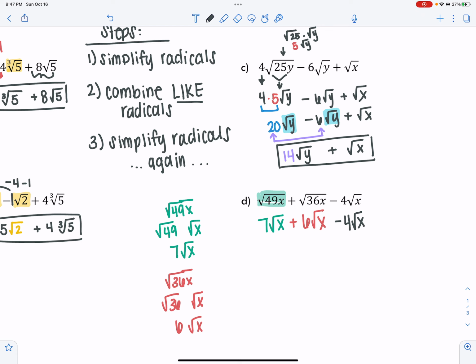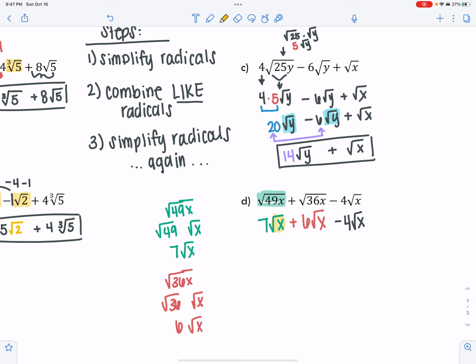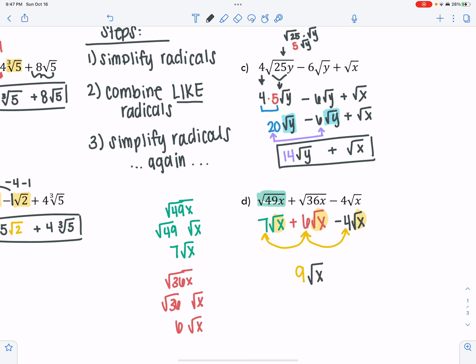Now that I'm looking at these like terms, every single radical is the same. The square root of x, the square root of x, the square root of x. And so now I can combine all of my coefficients. And so I can add up 7 plus 6 minus 4 is going to give me 9. And then keep that like term of the square root of x. And so in that case, it's simplified all the way down to just one radical.